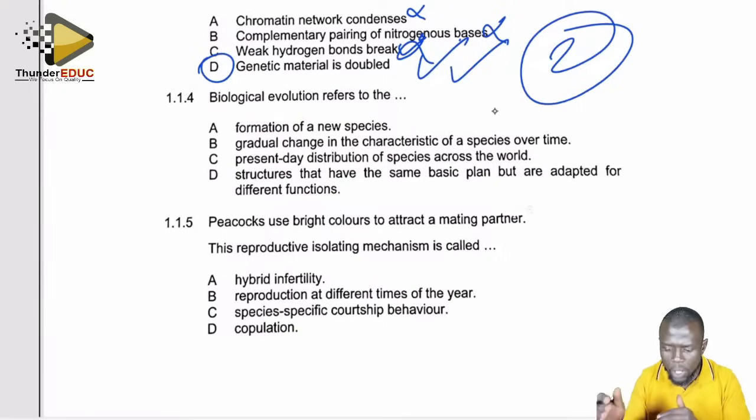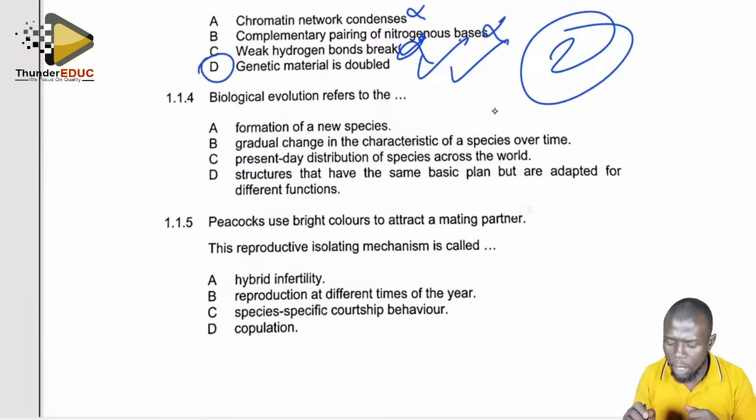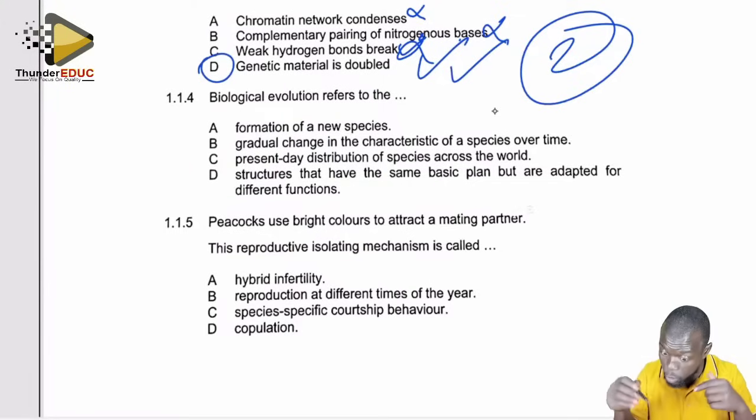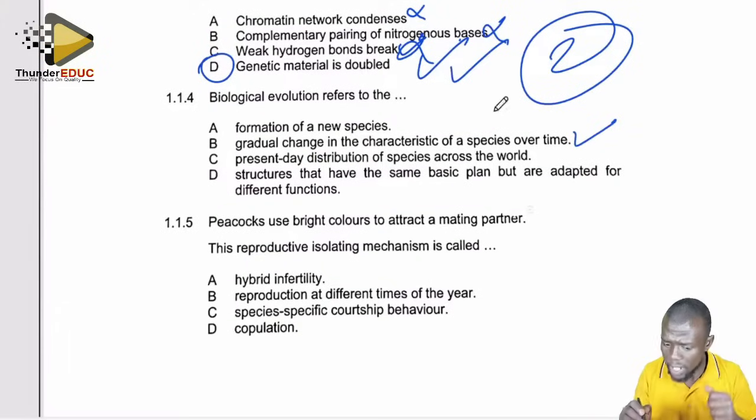So biological evolution must be referred to as the increase in the complexity of an organism which has life. Let's go to the objectives and then we find out. Formation of new species, that's speciation. Gradual change in the characteristics of a species over time, you see, you are changing the characteristics. So this looks to be correct.